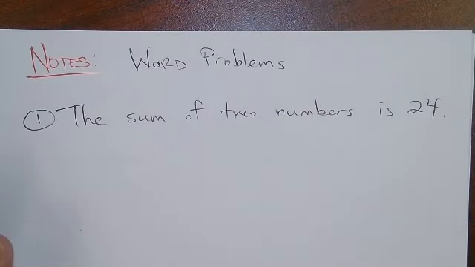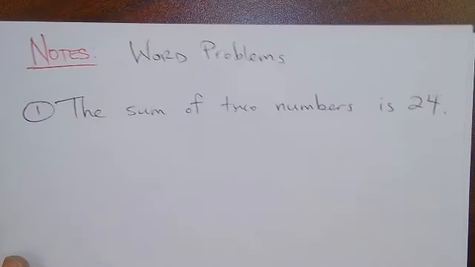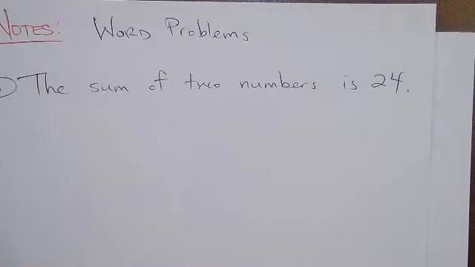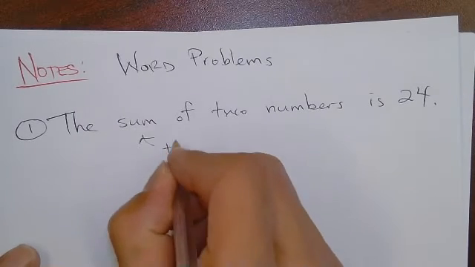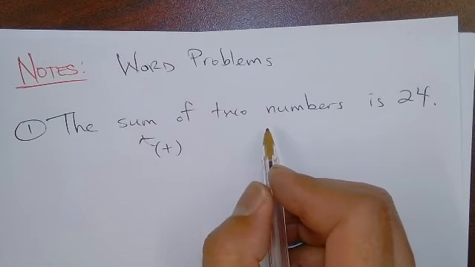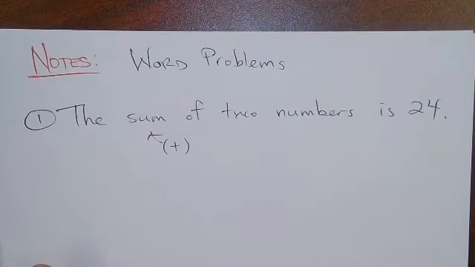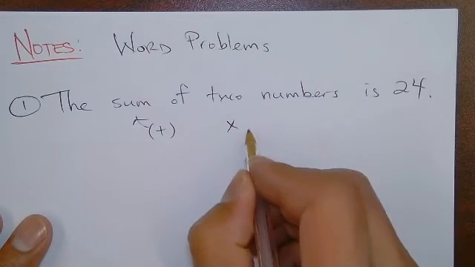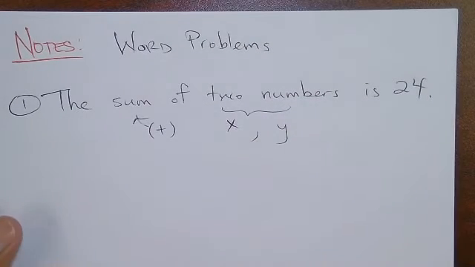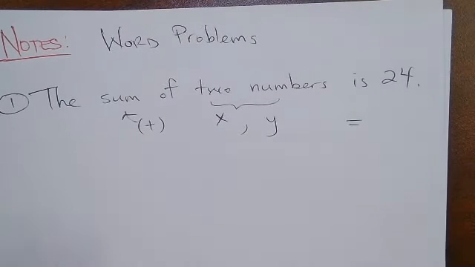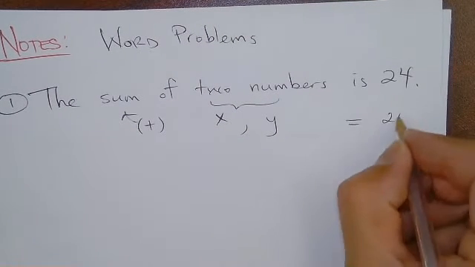Go ahead. Give me a math sentence that translates this. Well, the sum I know is adding two numbers. Here's where you got your two variables, right? You can use any variable you want. You can use A and B. We're used to X and Y. So the two numbers, one of them's going to be X and the other one's going to be Y, right? Is is a short way of saying is equal to 24.